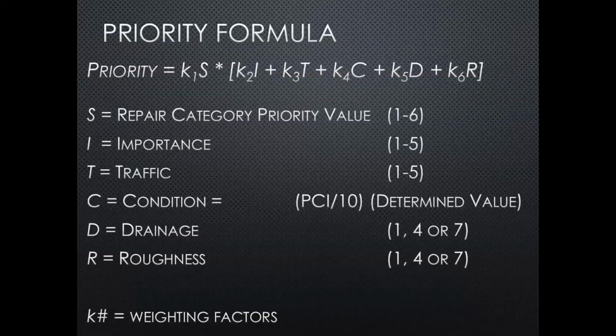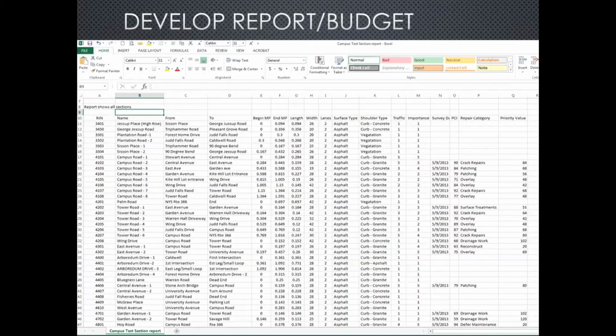Let me just jump the screen. But on here, this is what the output looks like. It develops a report, essentially a readout report that gives you all your road segments. So across the top here, you've got your road identification number, your name, where it starts, where it ends, your mile point begin, and your actual length. In this case, it's miles.